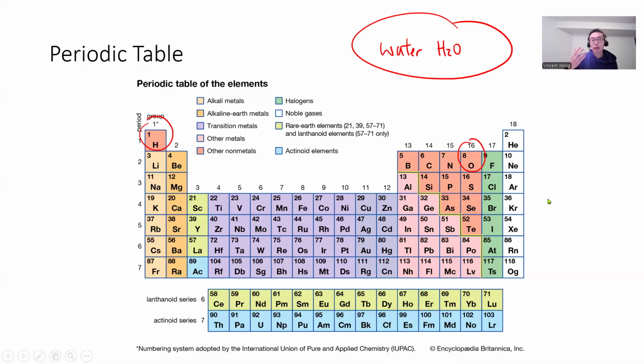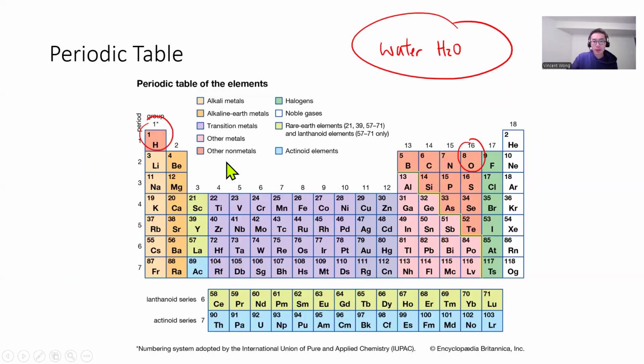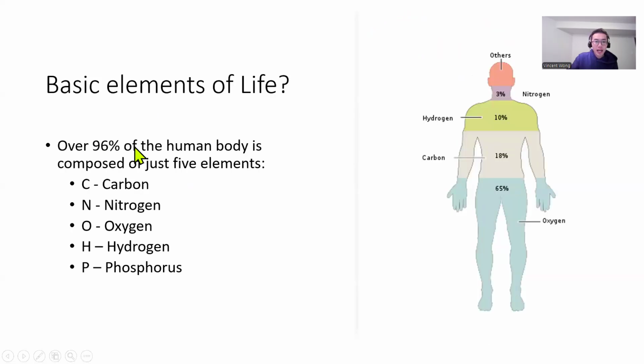But for the human body, it only takes five of these elements to make up over 96% of our body. Okay? So even though there are hundreds of these elements that exist in nature, over 96% of our body is made up of just five elements. So they are carbon, nitrogen, oxygen, hydrogen, and phosphorus.